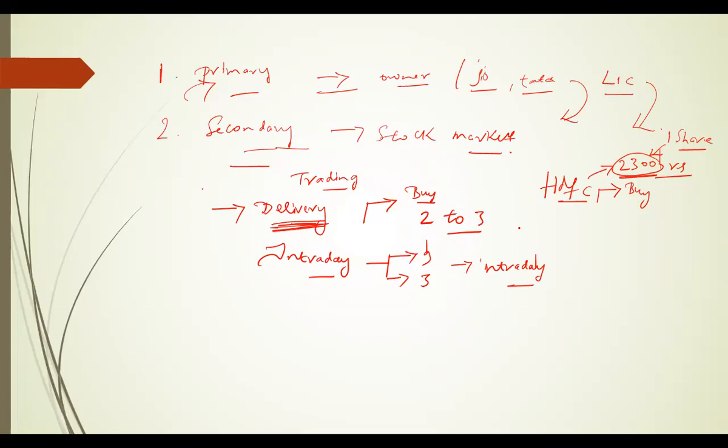They will put the stop loss, they will buy. After 2 days, after 1 day, or maybe within a week, within 4 or 5 days, they will sell. So maybe within less than 7 days. So this becomes swing trading.